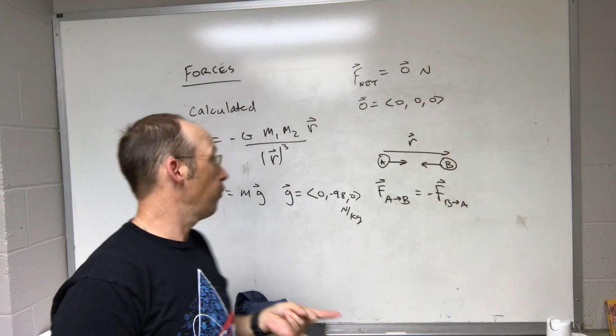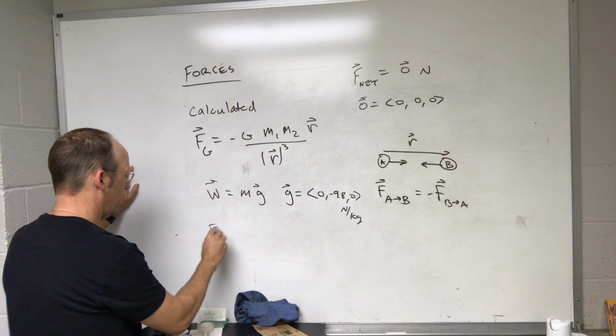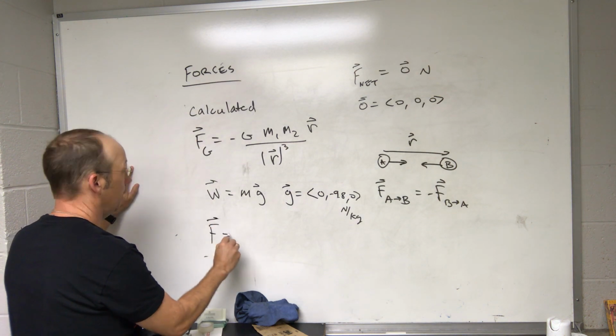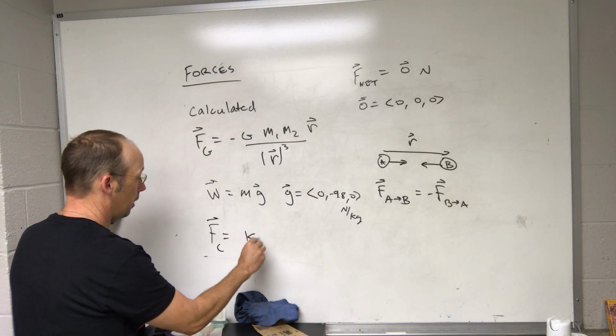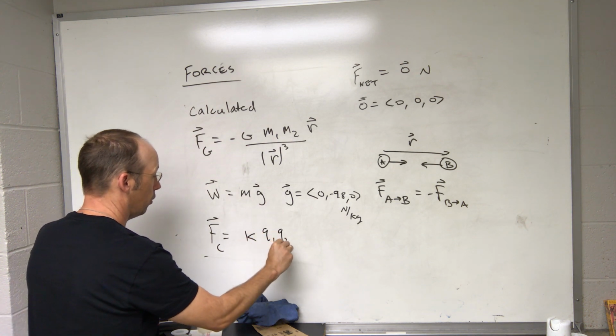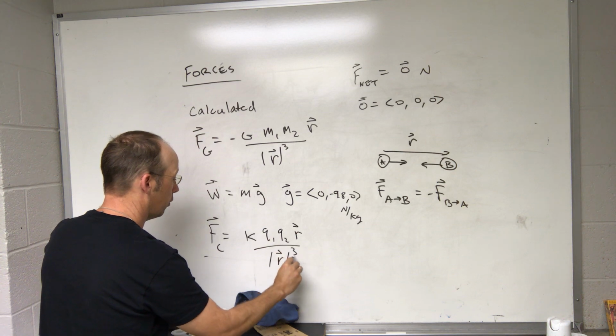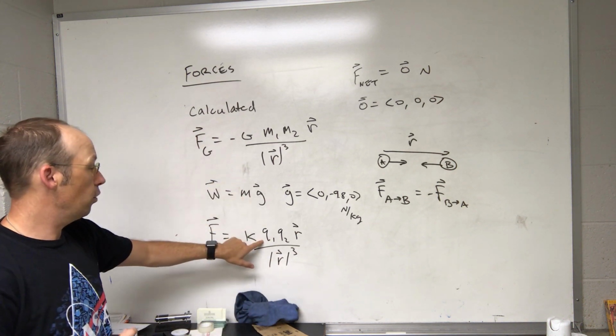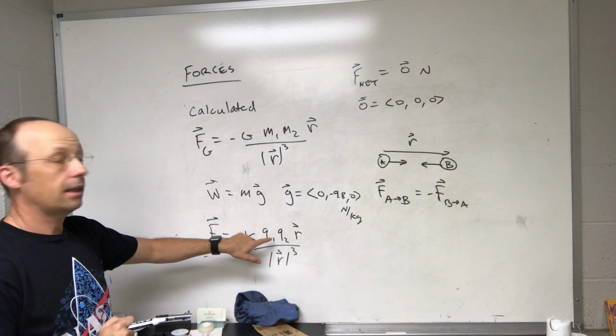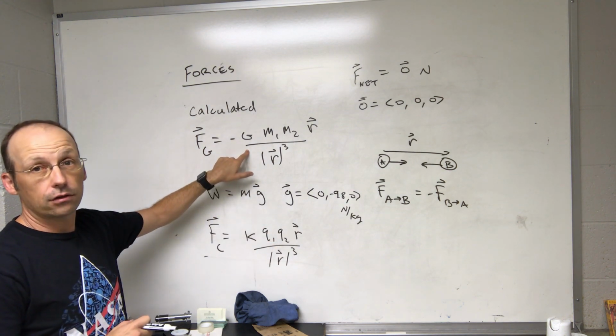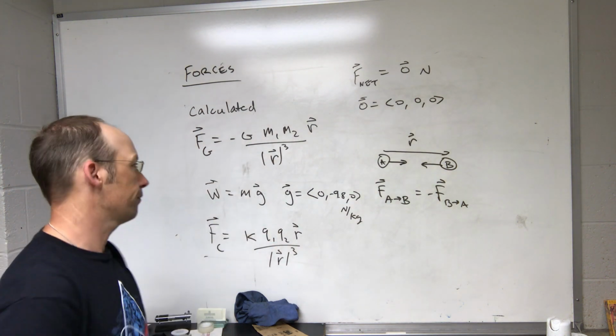There's also the electric force. F Coulomb equals K Q1 Q2 R over the magnitude of R cubed. And you'll notice this is Q1 and Q2 are the electric charges. They interact, and it looks very similar to the gravitational force, and that's kind of important.